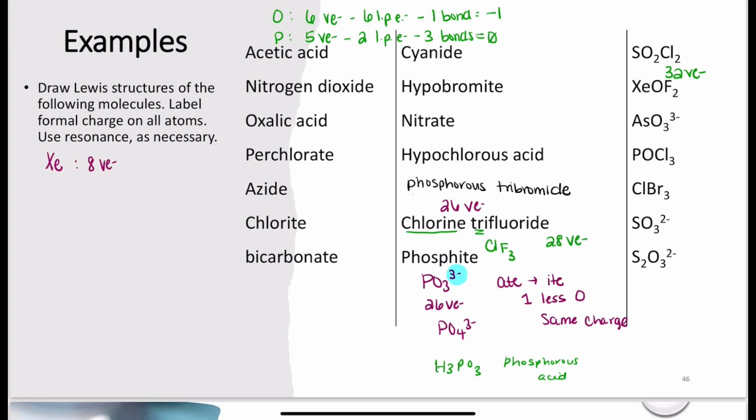Xenon has 8 valence electrons. Oxygen, 6 valence electrons. 2 fluorine, 2 times 7 valence electrons. 14 plus 6 is 20, plus 8, 28 valence electrons.